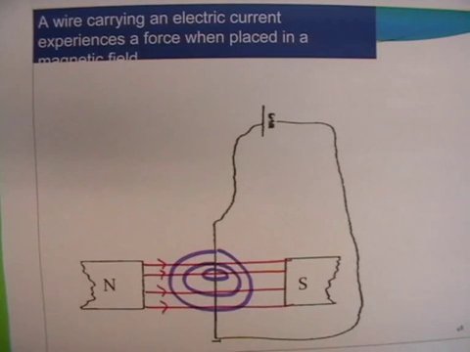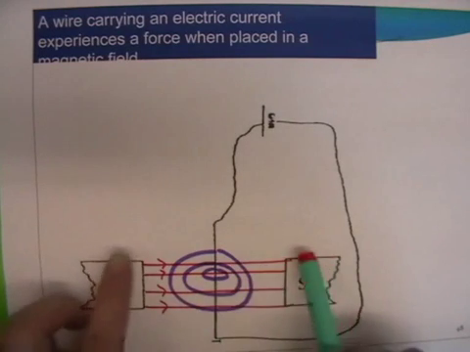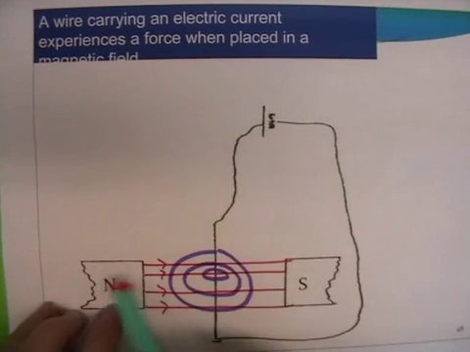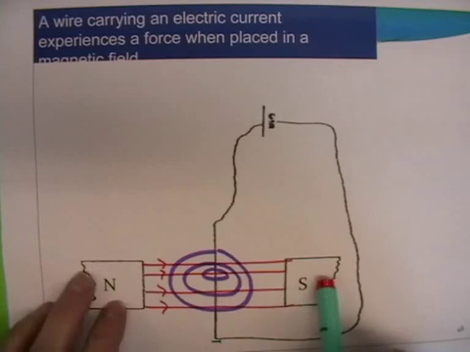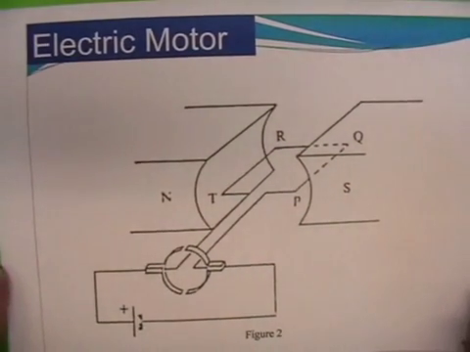So it experiences a force. And the reason is because it's got a magnetic field around it. When it's placed into an external magnetic field, such as our north and south pole here, then it experiences a force. And this is the basis of the electric motor. So the electric motor.